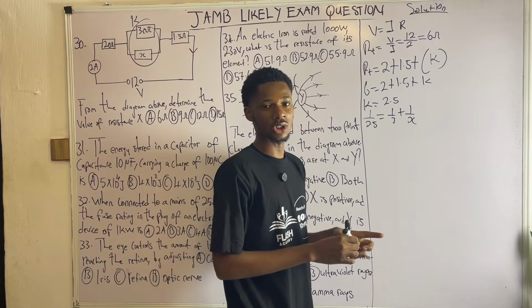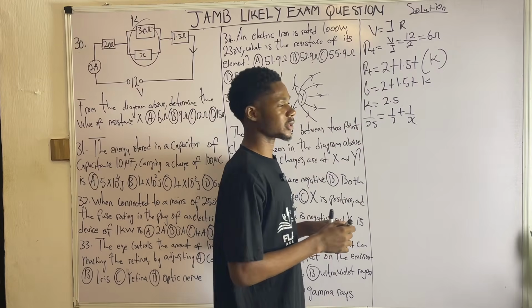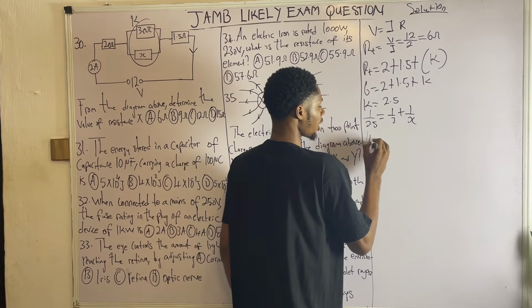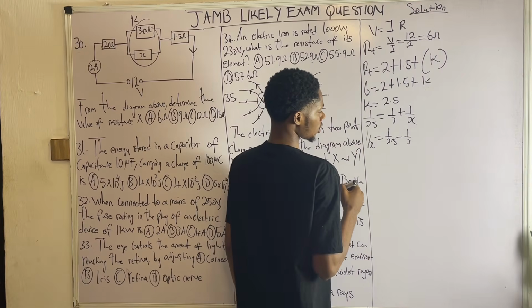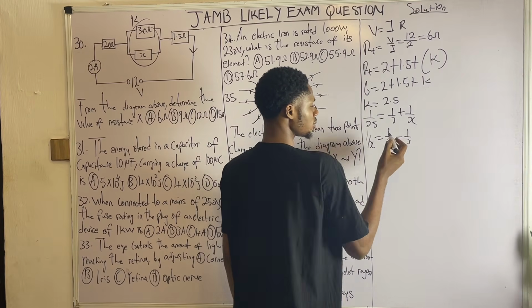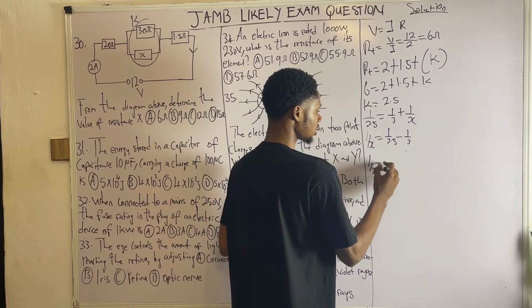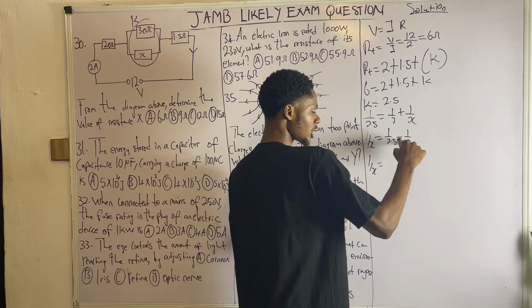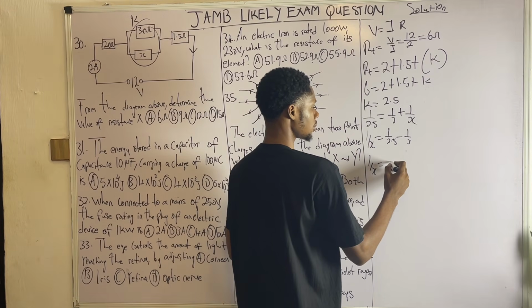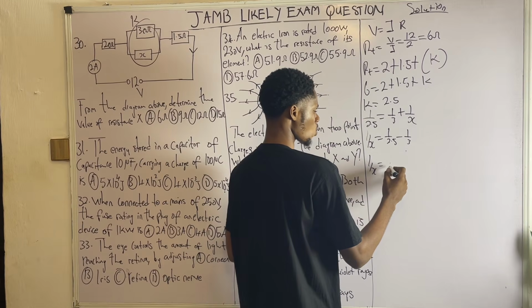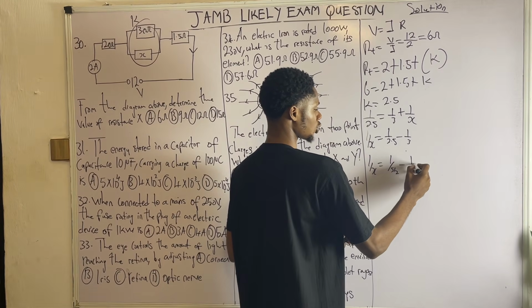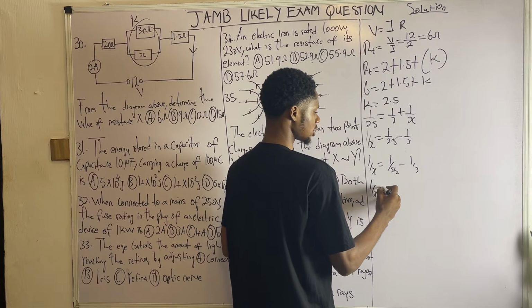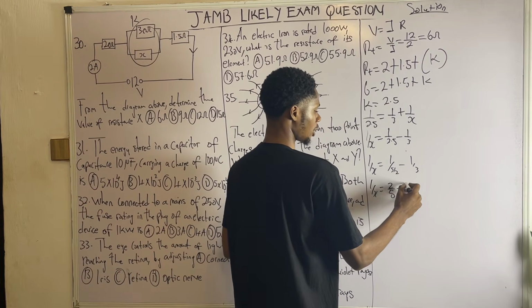So don't rush to solve problems like this. From here we have 1 over x is equal to 1 over 2.5 minus 1 over 3. When you do the math, what do you get? 1 over x equals 1 over 5 over 2 minus 1 over 3. So 1 over x is equal to 2 over 5 minus 1 over 3.